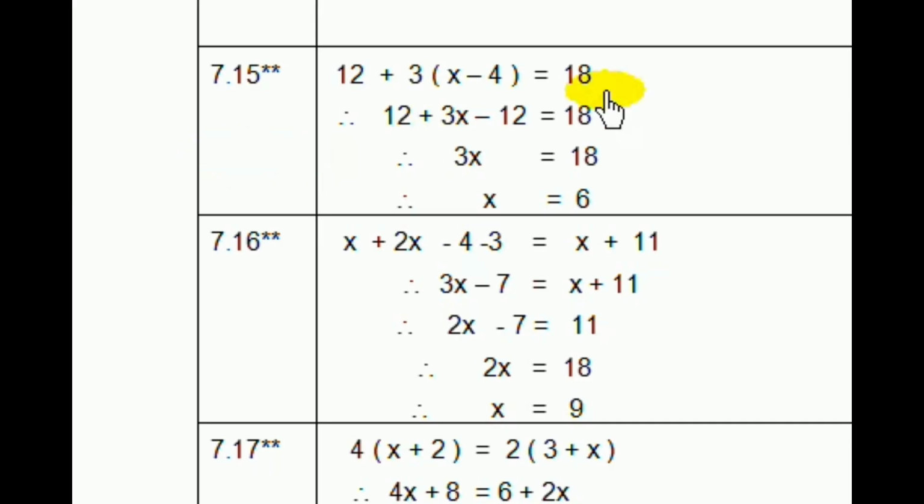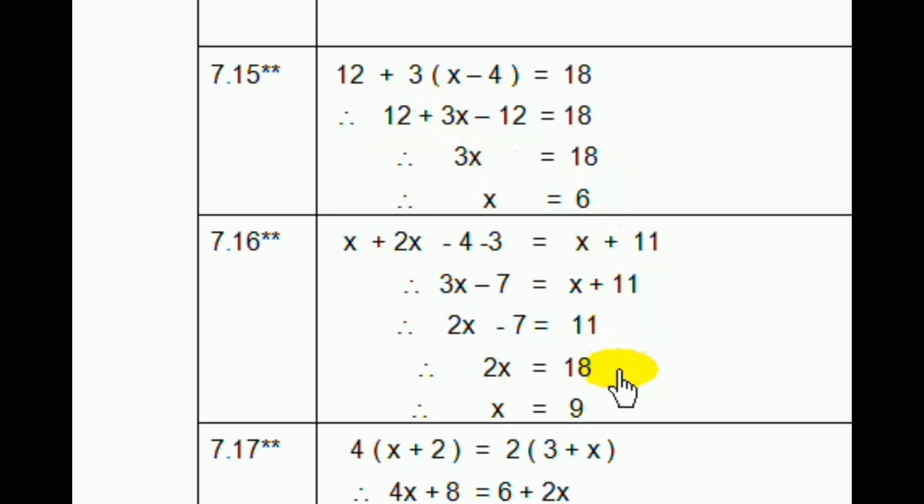715, equal signs there. There's 3 dots in front. Remember those. The first thing in the method, the first thing that you have to do, is to simplify. So get rid of the brackets, multiply the 3 with the x and the 3 with the minus 4. Then you can simplify the right and the left hand side. That left hand side, 12 minus 12 is 0. So we have 3x equals 18, and then you divide by 3 to get to that answer.